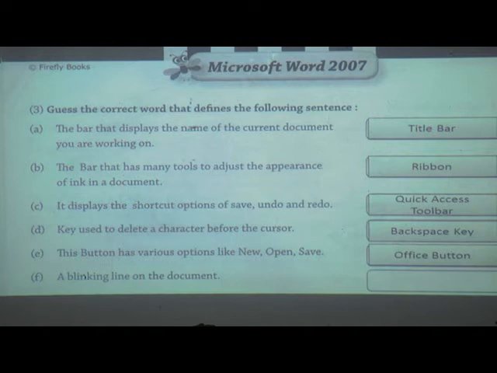And last one, a blinking line on the document. Means in the workspace area where we are writing, one blinking line is there. What do you call that line? Loudly, what do you call that line?